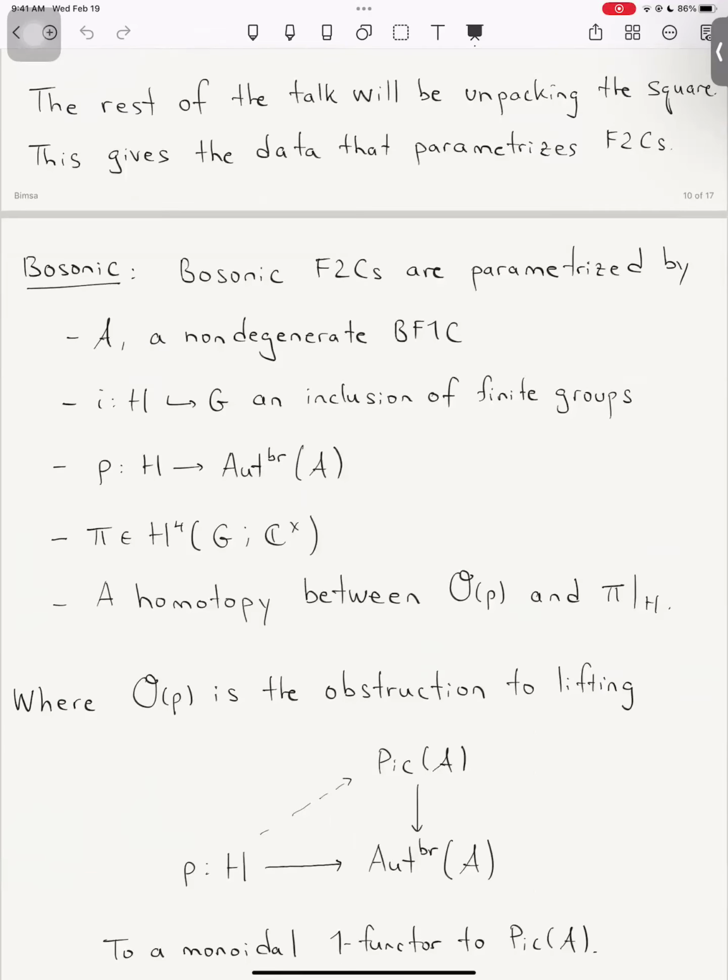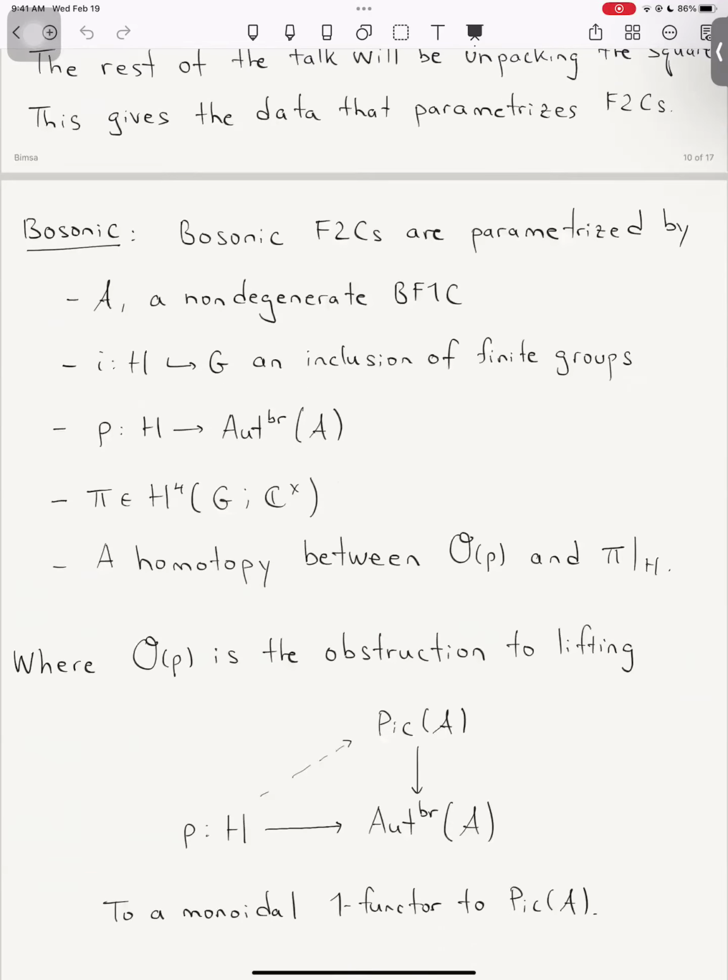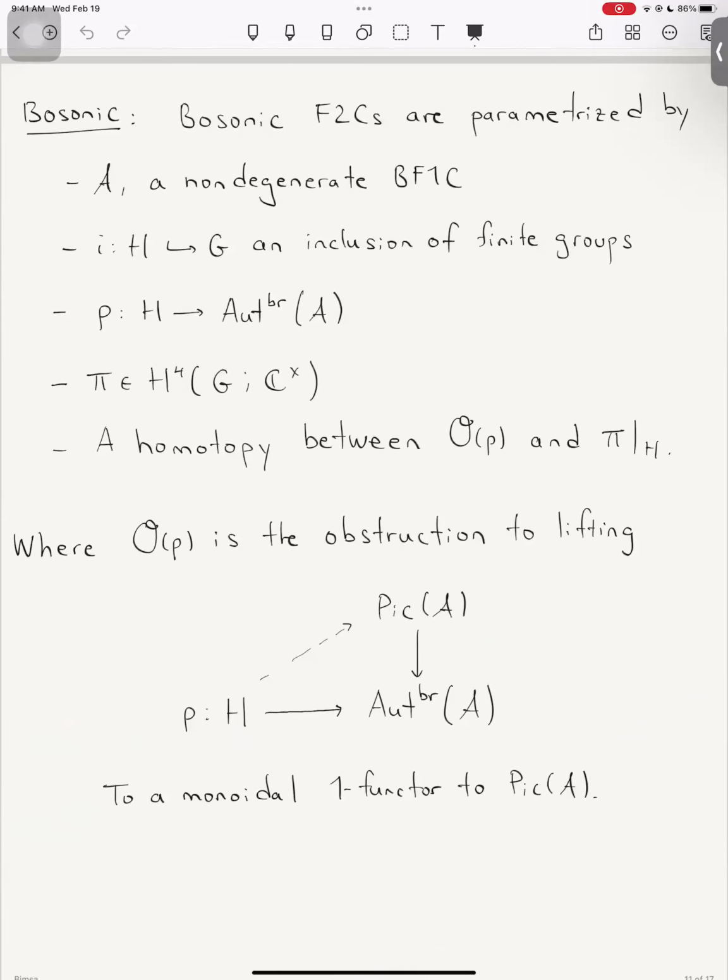So let me do the bosonic case first. In the bosonic case, they're parameterized by A, a non-degenerate braided fusion 1 category. You have an inclusion of finite groups. You have a map rho, which is basically just an H action on A, which is something we already saw in the physical example. You have a cohomology class, and then you have a homotopy, which is this diagonal map in the square that I drew above, between the anomaly of rho and pi restricted onto the subgroup H.